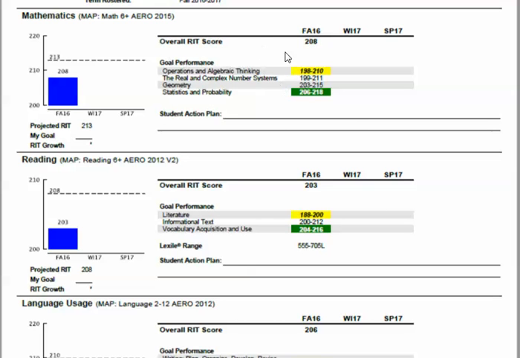The table on the right shows a breakdown of the student's score in the areas of each subject. It also highlights areas of strengths and possible concern. Areas highlighted in green represent areas of strengths, whereas areas highlighted in yellow represent areas of possible concern.